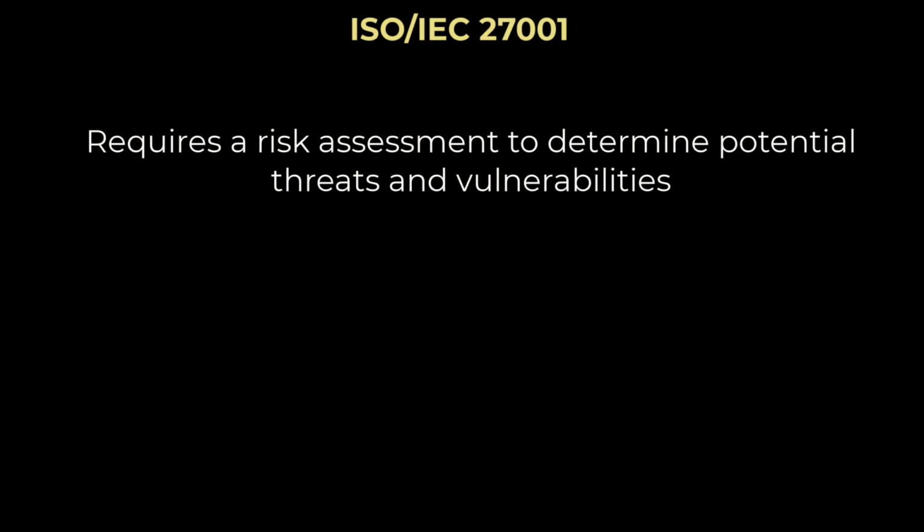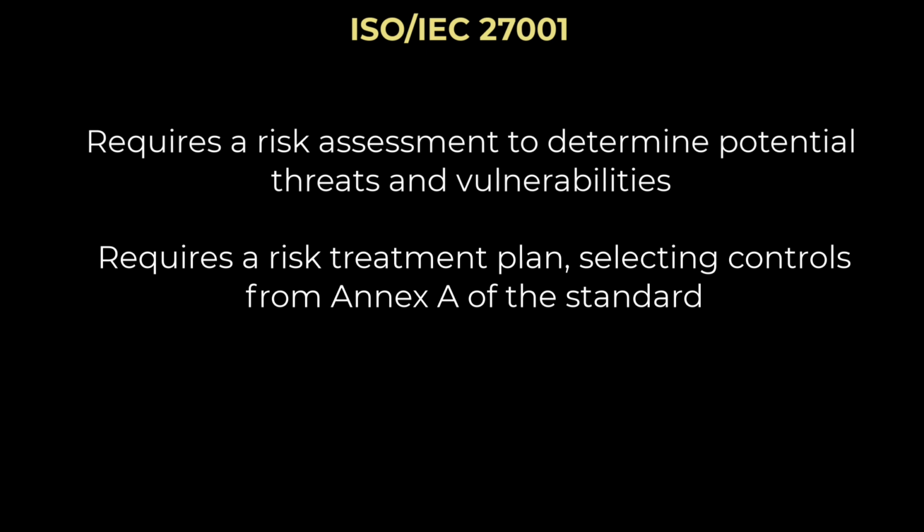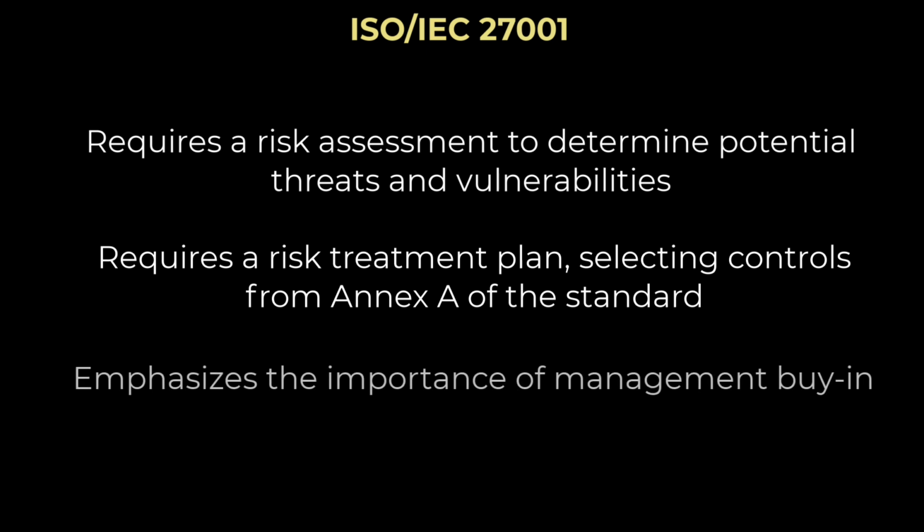At its foundation, ISO/IEC 27001 requires organizations to conduct a risk assessment to determine potential threats and vulnerabilities related to their information assets. Based on this assessment, organizations must implement a risk treatment plan, which includes selecting and applying appropriate security controls from Annex A of the standard. These controls cover various areas such as access control, cryptography, physical security, incident management, and supplier relationships. The standard also emphasizes the importance of leadership commitment, employee awareness, and continuous improvement.